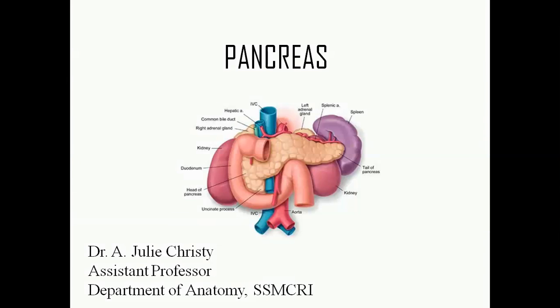Good morning, students. Today's class will be on the pancreas. The pancreas is an organ that is located in the posterior abdominal wall, behind the stomach, and in the intestinal structure. Since it is present in the posterior abdominal wall, we call it a retroperitoneal organ.